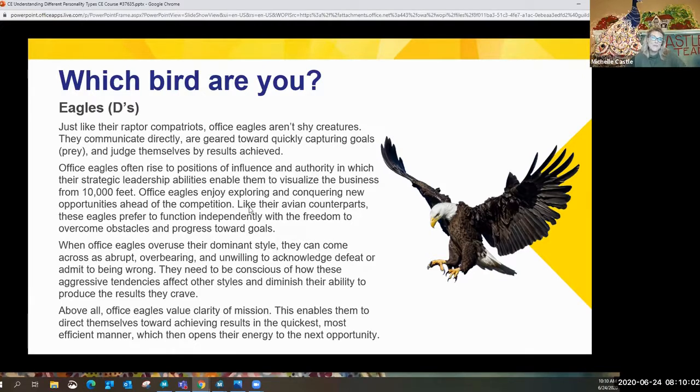Whenever you see it, just think D for dominance. What are the characteristics of someone who has that dominant personality? They're usually your drivers, your bossy people, your take-charge people. They're straight to the point, and whenever they communicate, they're very direct.